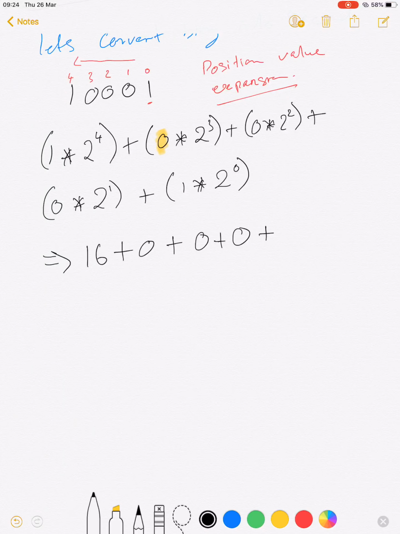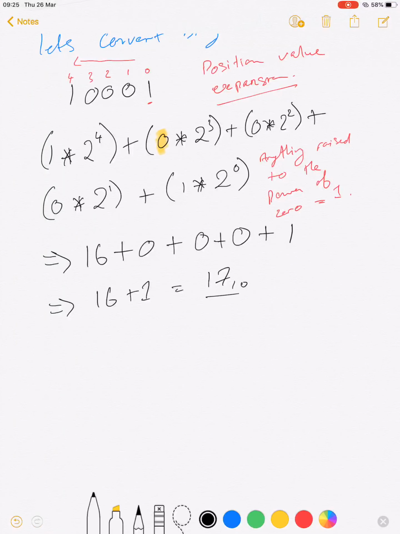plus, well, 2 to the power of 0 is equal to 1, right? And that's a rule that we can apply. So we can say anything raised to the power of 0 equals 1. So we have 1 by 1 gives us a 1. And now we can see that if we add up all these numbers, we have 16 plus 1, which is equal to 17 base 10, which is our answer.